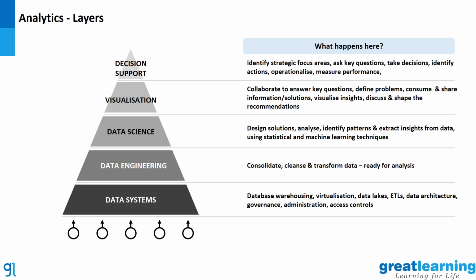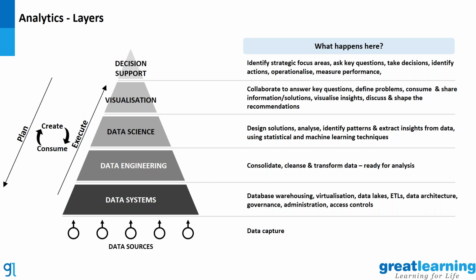And at the bottom of it are data systems. These are all the data warehouses, data lakes, in the cloud, virtualizations, ETLs, architecture, all those things, right? And the bottom is where you capture data as the data sources, right? Now, if you think about this in any organization, as you would have probably seen in yours as well, it's a continuous cycle where you plan top down, where business leaders say, this is my focus area and these are the questions I want to answer. And then you basically execute bottom up, saying, go from data to support those decisions. And this cycle of creation and consumption continues. Now, this is what the analytics layers look like. This is the overall holistic view of what analytics entails.